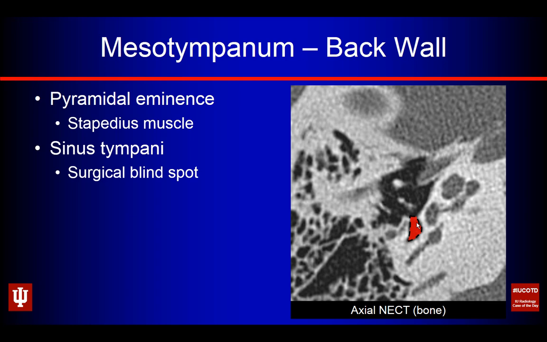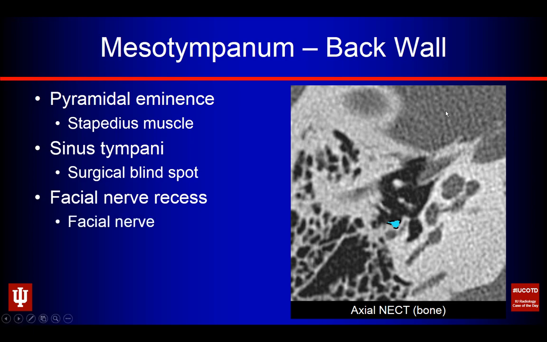As a neuroradiologist and head and neck imager, you need to turn your attention and look to see if there's fluid or soft tissue or erosions. Now sitting out lateral to the pyramidal eminence, we have our facial nerve recess, denoted here in teal. And that sits right in front of the descending mastoid segment of the facial nerve, which is this round thing that's sitting just deep to that.